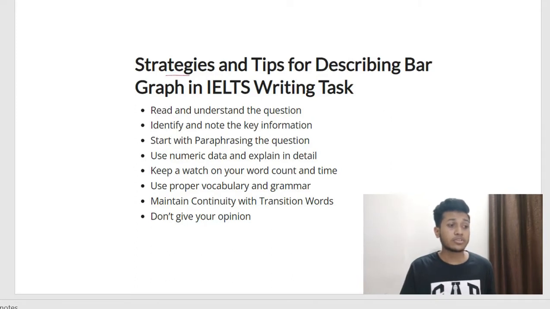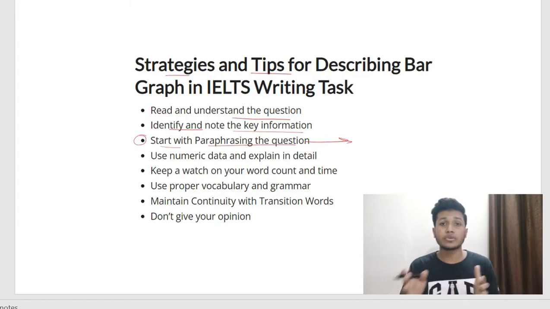Now let me talk about strategies and give you some tips about how to write a perfect bar graph. Read and understand the question. Identify and note the key information. Start with paraphrasing the question. The introduction that you provide in writing task 1, the first sentence has to be something that has a connection with the question. You cannot just copy the question and write it in task 1. You have to paraphrase the question. So first, paraphrase the question.